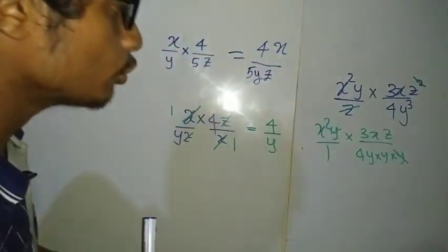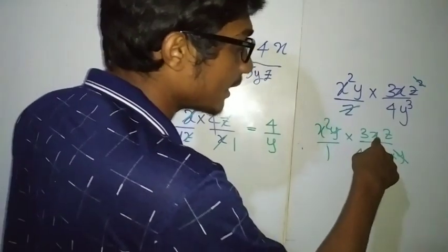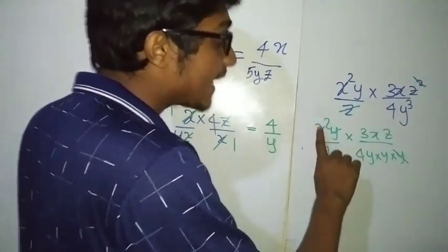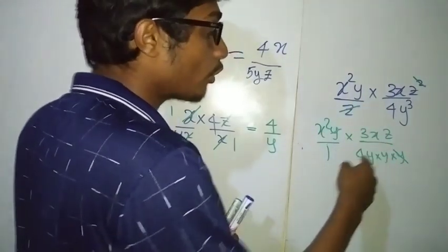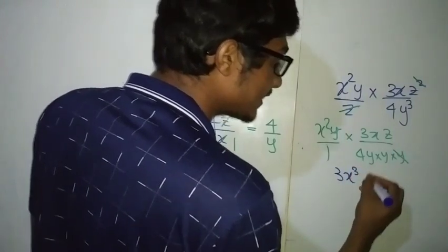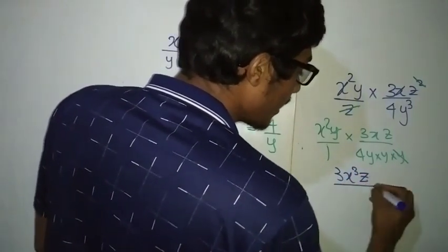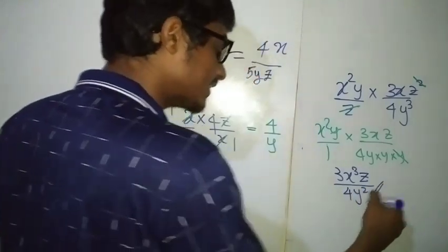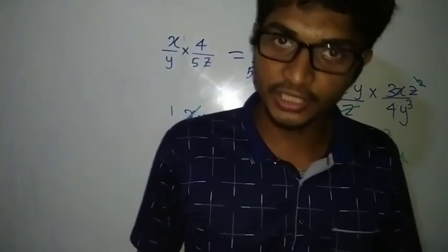Now from the power rule, you know that x squared into 3x, right? Because 3 and x can be multiplied, so you're going to get x squared and x can be multiplied, so you will get 3x cube. So the answer will be 3x cube, and z is also remaining, so you're going to get z there, and divided by 4y squared. So this is how algebraic fraction works.